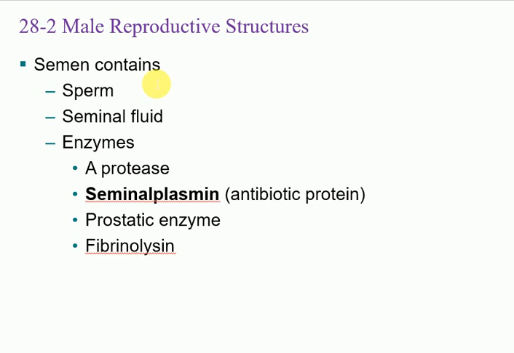Seminalplasmin is an antibiotic. See all these? Fructose for nutrition, prostaglandin for movement, alkaline to protect against acidity, antibiotics, which is seminalplasmin, to kill a small number of bacteria if there are any. So all of these together are going to help to make the sperm healthy. But if any one of those is not normal, it will be an issue.